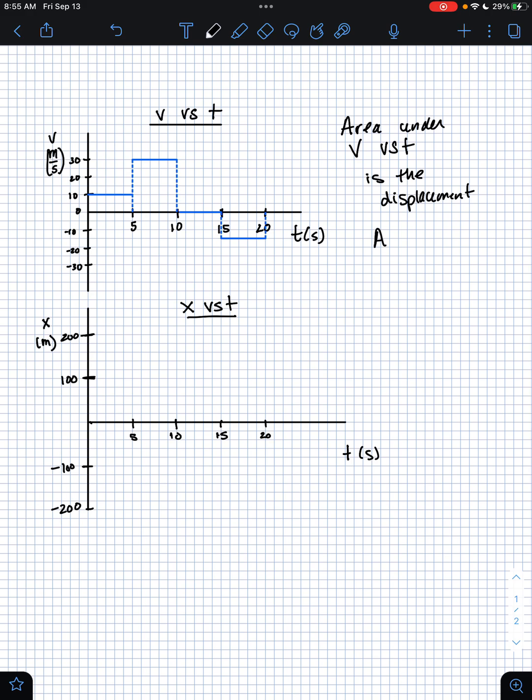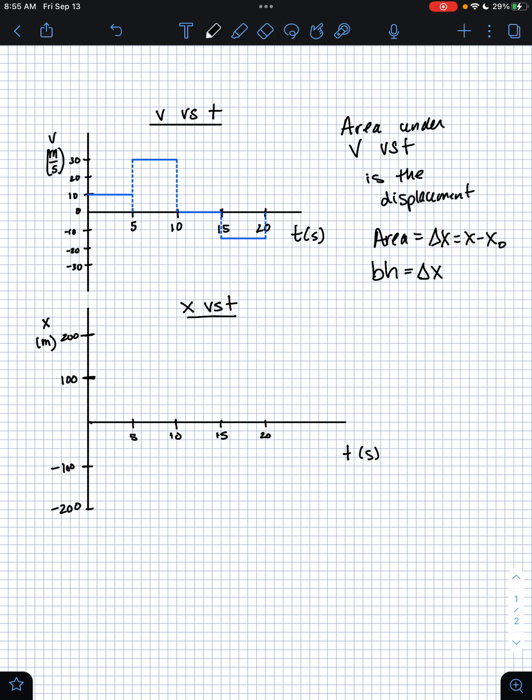We're going to say that because the area is equal to your change in position, or your final minus your starting, we can solve for the area of this velocity time graph. Since it's all constant velocity, that area is going to be base times height. And we'll use that to find out the displacement for each section of the trip.